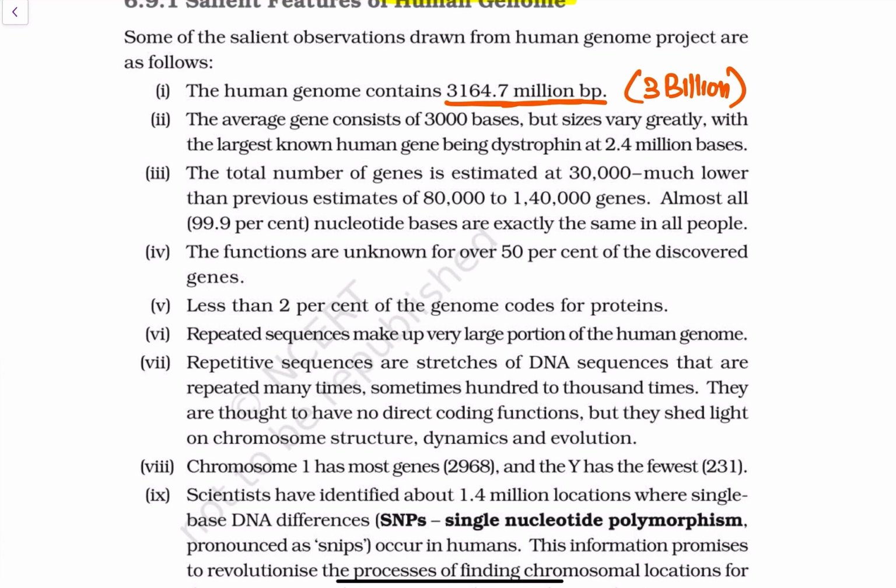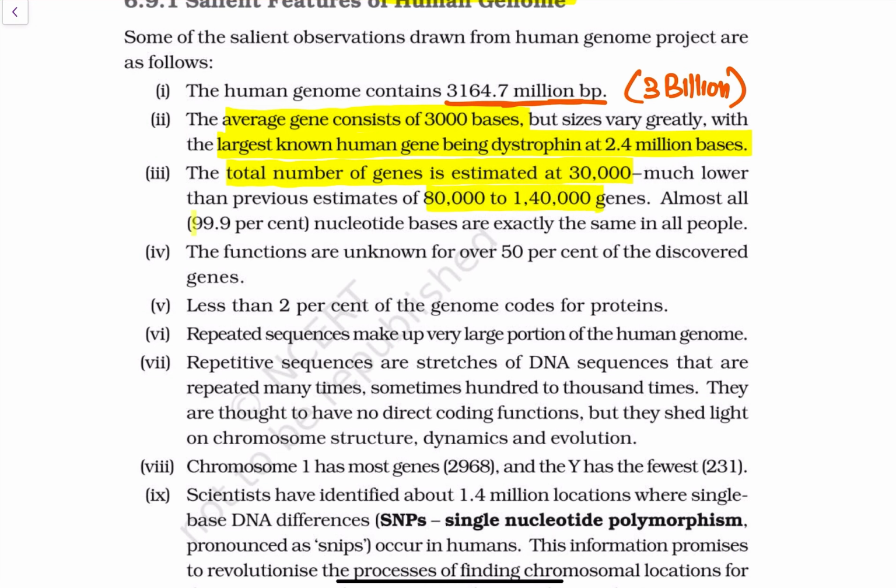Now the second thing is that the average gene contains about 3000 bases, but there is a large amount of variation. The largest gene, dystrophin, has 2.4 million bases. Another thing is that the total number of genes is about 30,000, which is lower than the earlier estimate of 80,000 to 1,40,000.